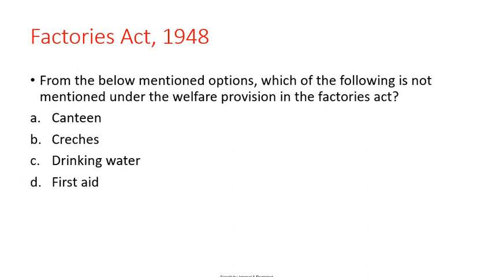Next one, from the options below, which of the following is not mentioned under the welfare provisions in the Factories Act? Options: canteen, crèches, drinking water, first aid. Correct answer is drinking water. Drinking water falls under health. All others fall under welfare provisions in the Factories Act.